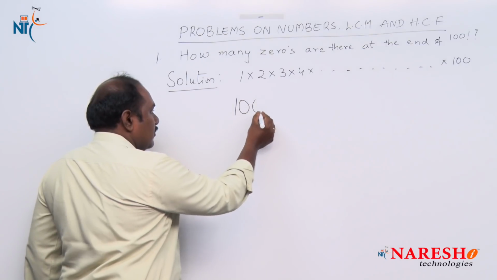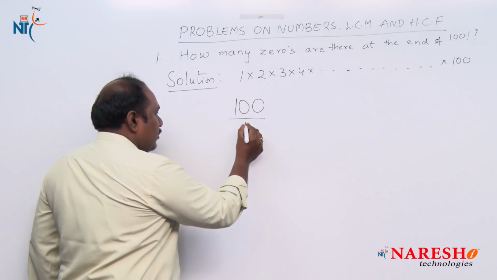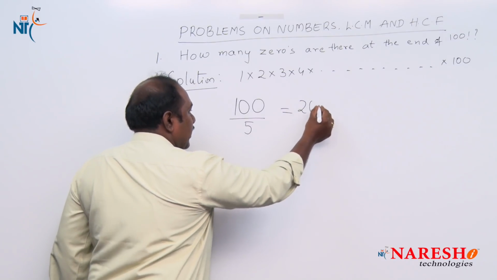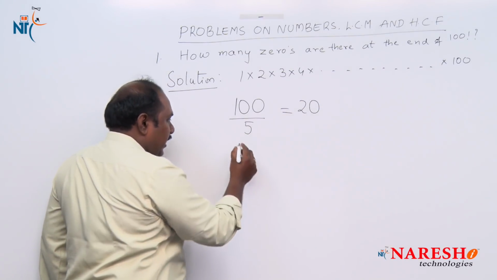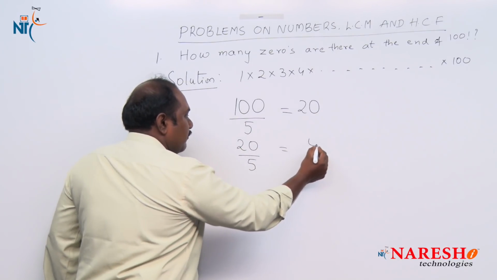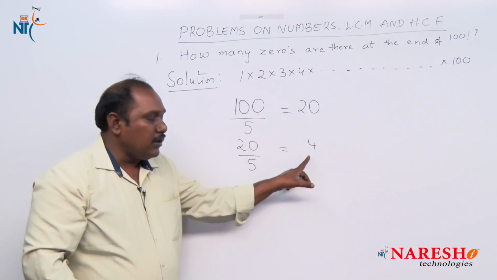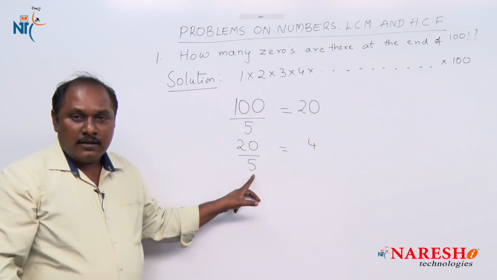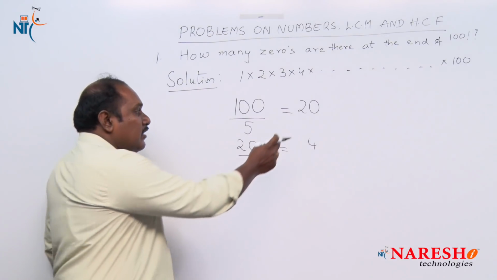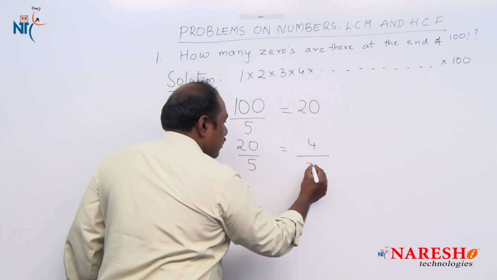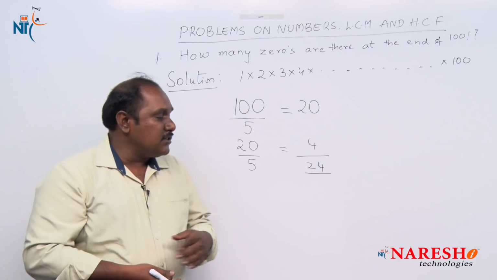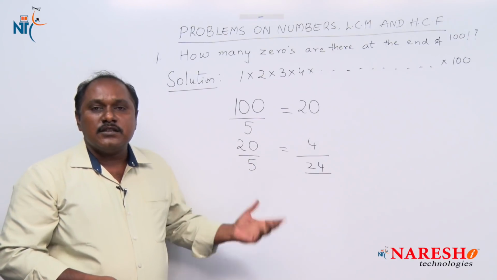Write 100, divide by 5. Now you can see the answer is 20. Now the answer 20, you again divide by 5. You get 4. Now 4 is a number less than 5 and we cannot divide it. Stop. Add the two answers, what did we get? 24. So the answer for this question is 24. Now this is the best, simplest way to answer this question.